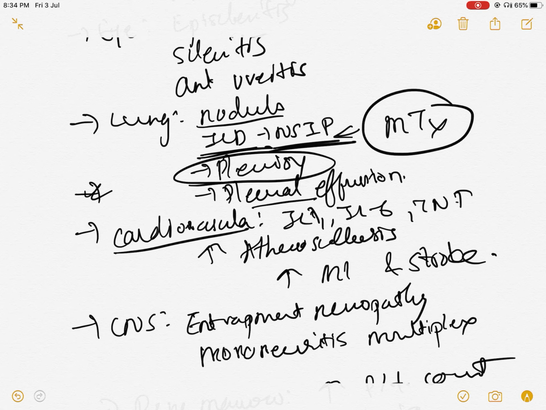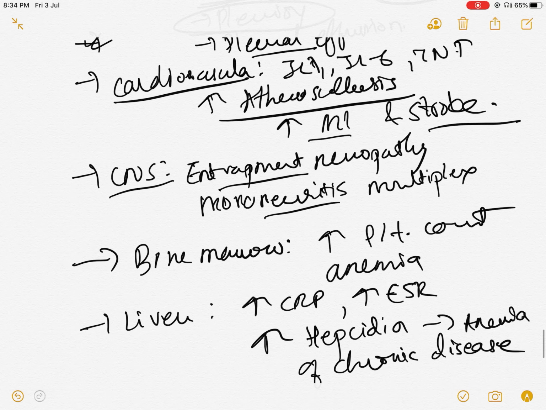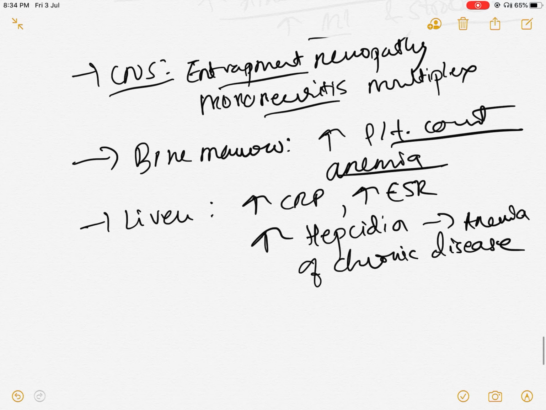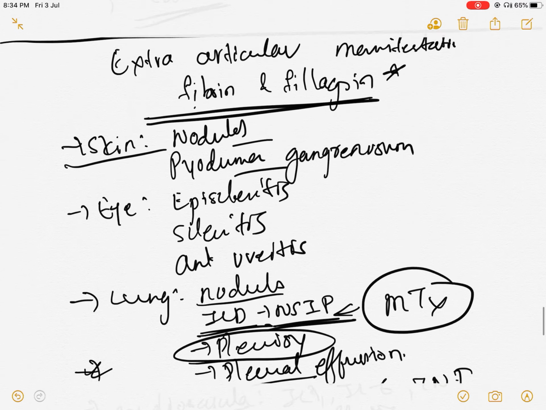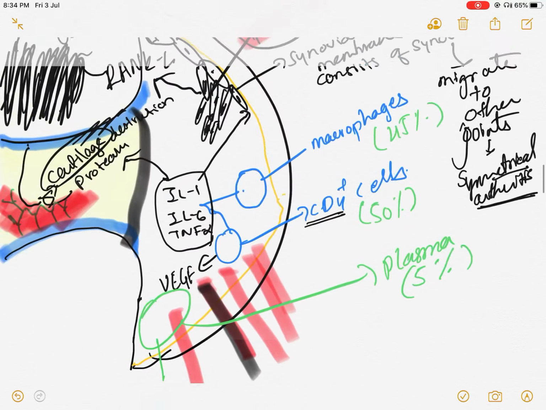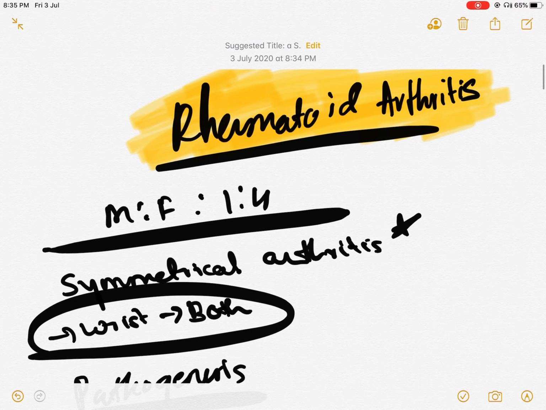Cardiovascular manifestations are due to cytokines, which cause increased atherosclerosis and increased risk of MI and stroke. In CNS, entrapment neuropathy, mononeuritis multiplex. In the bone marrow, increased platelet count and anemia. In the liver, increased CRP, increased hepcidin, which causes decreased iron absorption, resulting in anemia of chronic disease. So this is basically the pathogenesis as well as the extra-articular manifestations of rheumatoid arthritis.